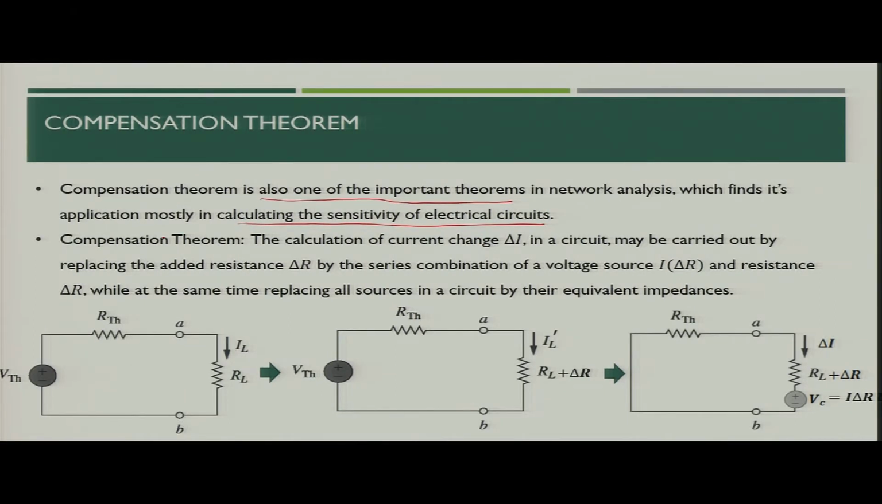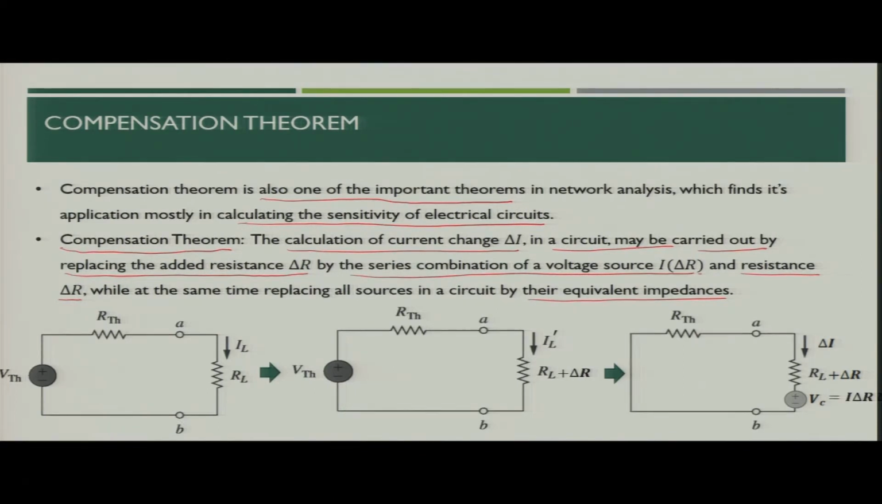Now, particularly what does the compensation theorem mean? The calculation of current change delta I in a circuit may be carried out by replacing the added resistance delta R by a series combination of a voltage source, that is the original current I into delta R, and resistance delta R, while at the same time replacing all sources in the circuit by their equivalent impedances.